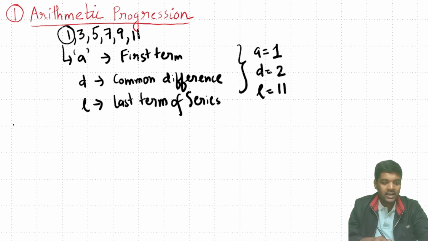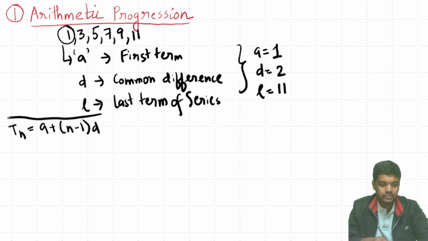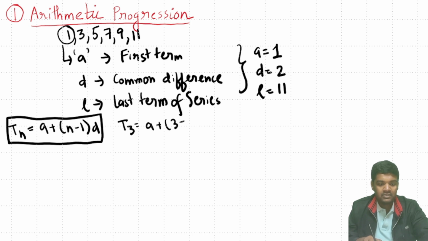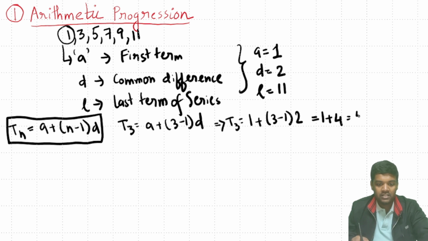Now let's see some formulas which we'll be using in arithmetic progression. Let's say the nth term of this arithmetic progression is denoted as Tn. Tn has a formula which is a plus n minus 1 into d. Let's say we want to find the third term. T3 equals a plus 3 minus 1 into d. Putting the values of a and d from the above example, T3 equals 1 plus 3 minus 1 into 2, which is 1 plus 4, equal to 5. We can check, the third term is 5.